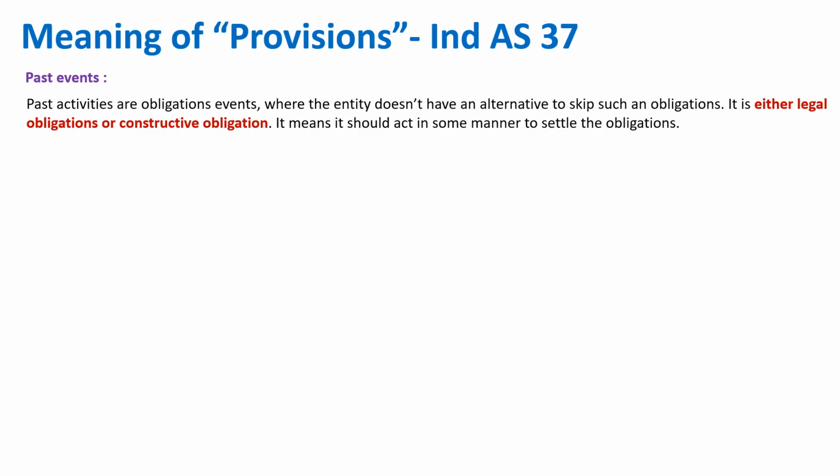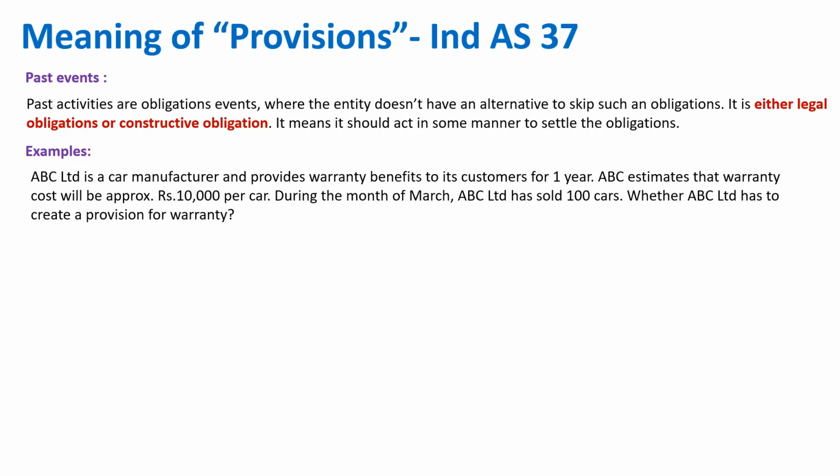Constructive means the example I gave in the previous slide, where based on business practice, even though there is no legal contract, you still give some amount of benefit to the customers or suppliers, right? Now, past activities means there is an event which has occurred before the balance sheet date, and that event is triggering an obligation which is not settled on the date of the balance sheet, right? Now let's take an example so you'll have more clarity about the meaning of past events.